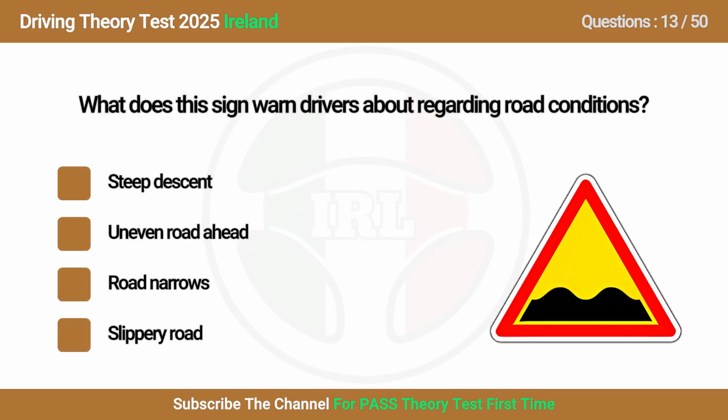Question 13. What does this sign warn drivers about regarding road conditions? A, steep descent. B, uneven road ahead. C, road narrows. D, slippery road.